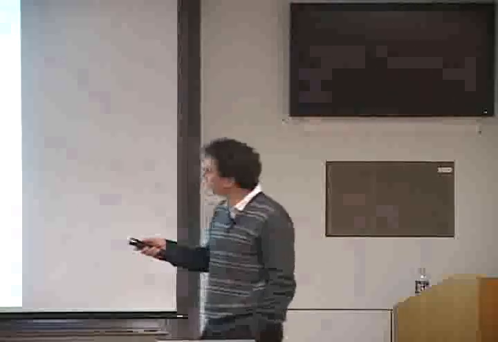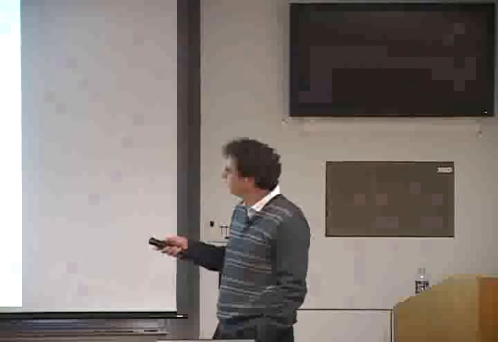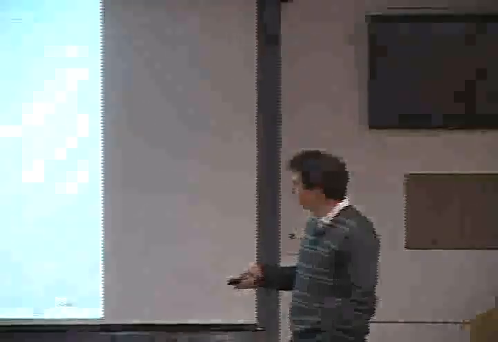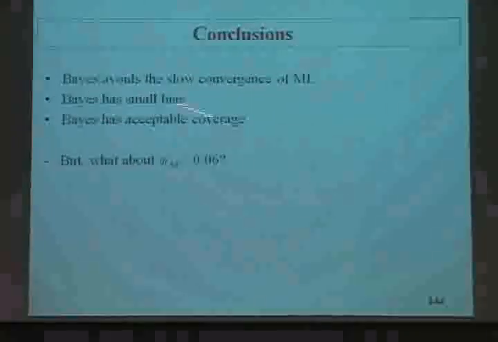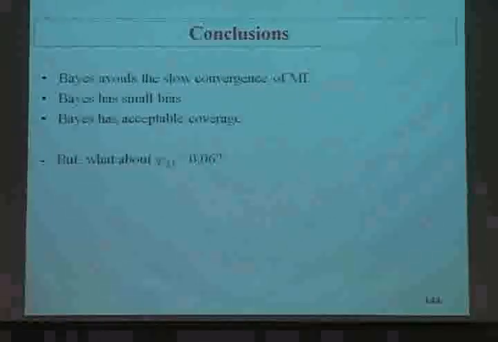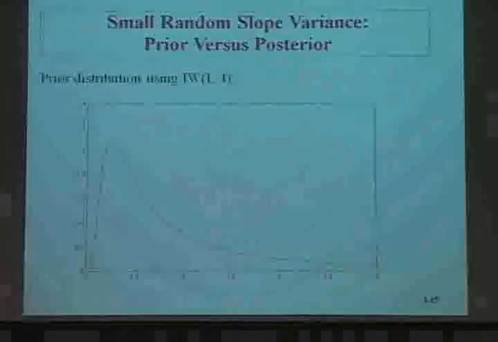Again, the conclusions here: Bayes avoids the slow convergence of ML. Bayes has generally small bias and acceptable coverage. The only problem is with this parameter. So let's see.